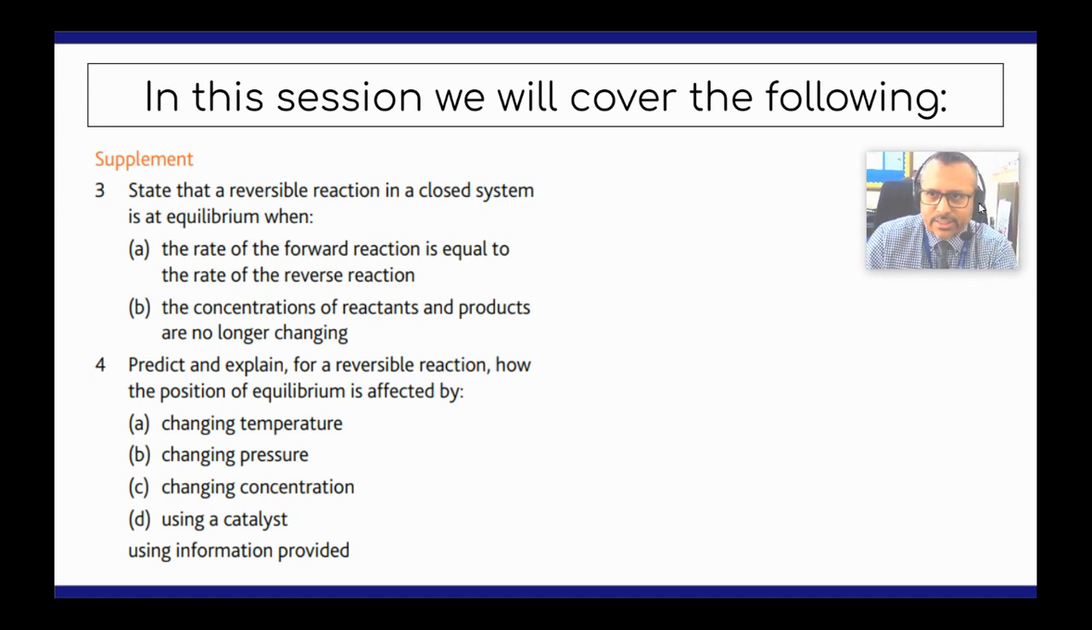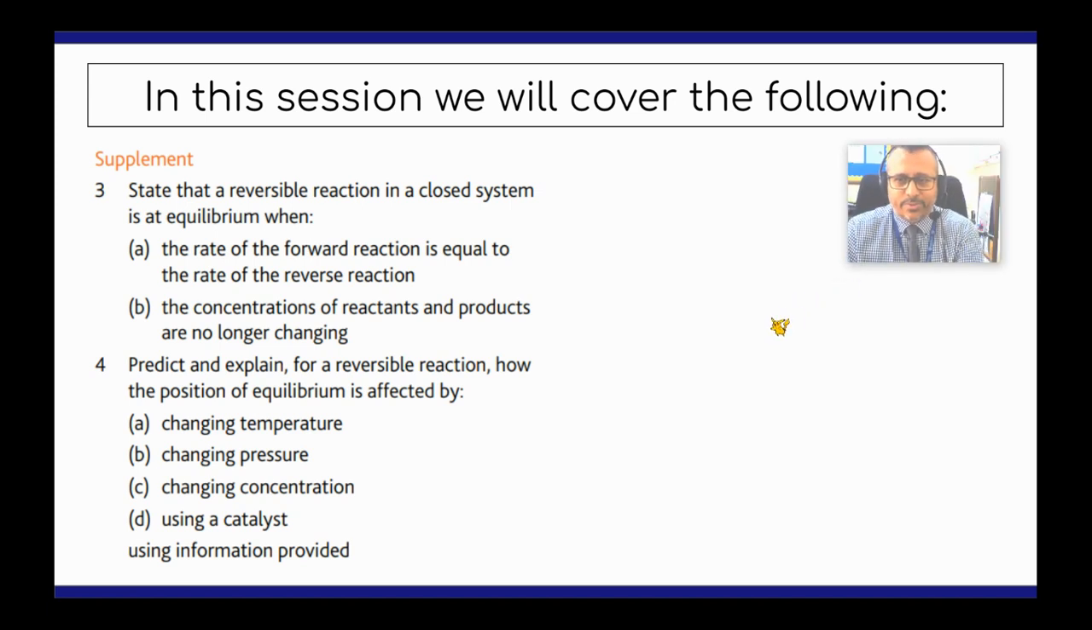So in today's session, we'll be able to cover the following. You'll be able to state that a reversible reaction in the closed system is at equilibrium when the rate of the forward reaction is equal to the rate of the reverse reaction, and concentrations of reactants and products are no longer changing within that dynamic equilibrium within the closed system.